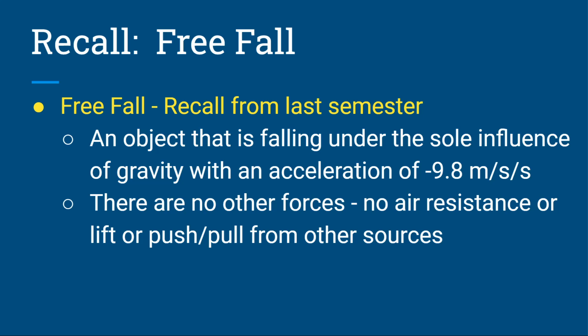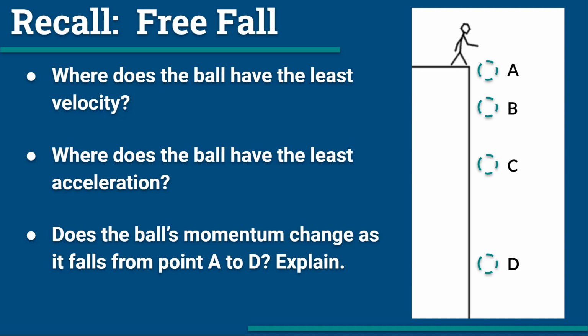Okay, and so we can look at scenarios like this one. This guy's dropping a ball off of a building or the edge of a cliff or something. And just a few questions, and this slide is actually from your notes last semester, but it says, where does the ball have the least velocity? I've got 4 points labeled there, A, B, C, D. Which one of those would have the least velocity? A. Okay, we know it's going to start out moving slowly and that it's going to pick up speed as it falls. So it's going to have the least velocity at A, and then B, and then C, and then D.